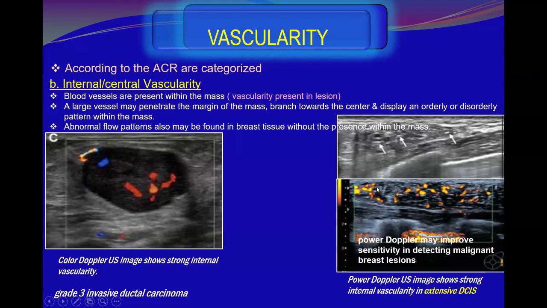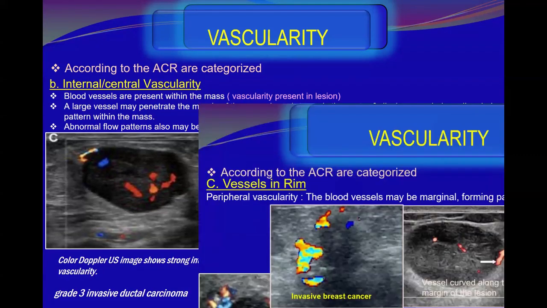When turned on the Doppler, they found hypervascularity in the area. This is the power Doppler because we can see a single color. Here there is extensive vascular or color signal seen within the color box in a case of extensive DCIS. Yes, power Doppler improves sensitivity in detecting malignant breast lesions in such cases. If you turn up the color and you didn't get color signals, you can go to power Doppler, and most of the time you can get signals.